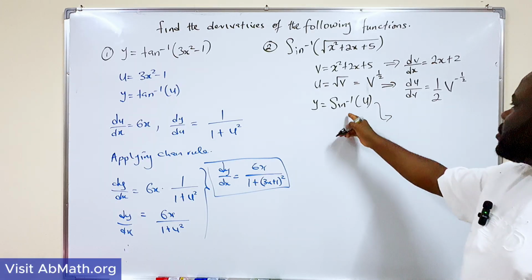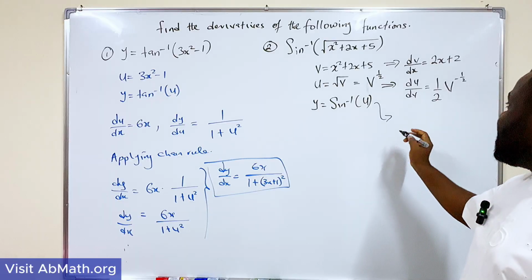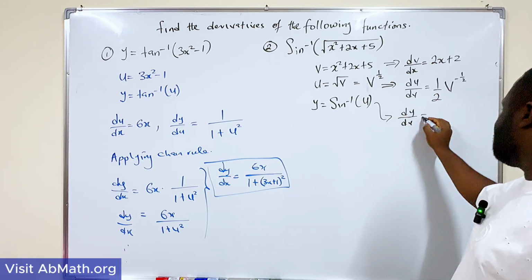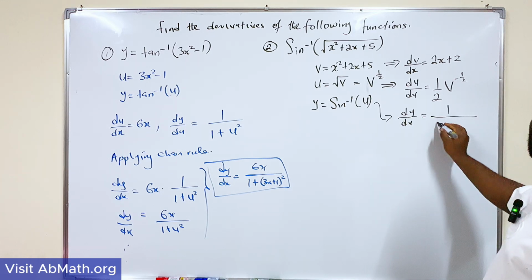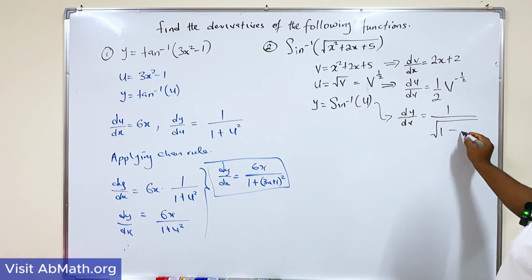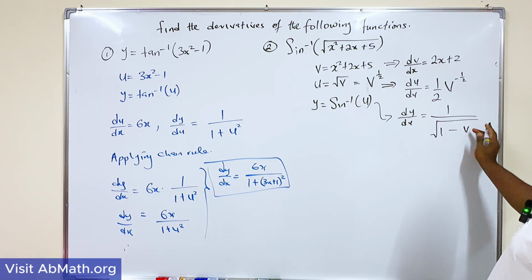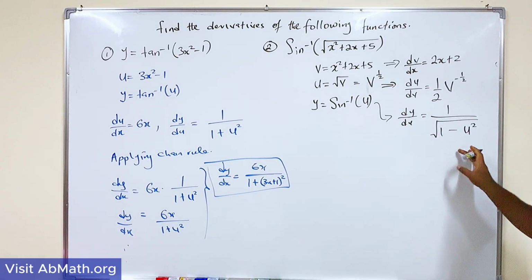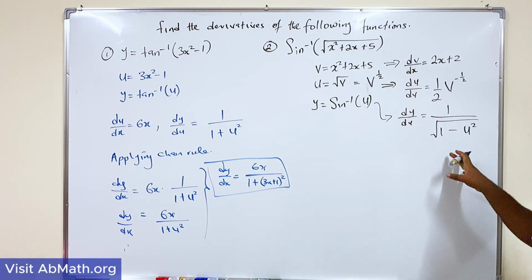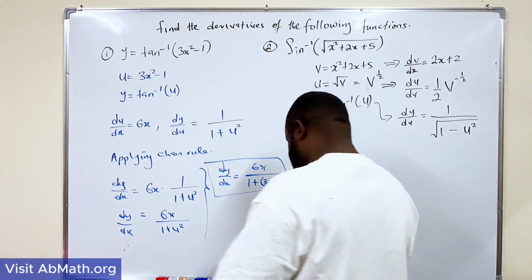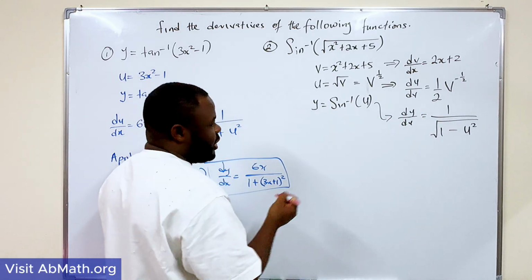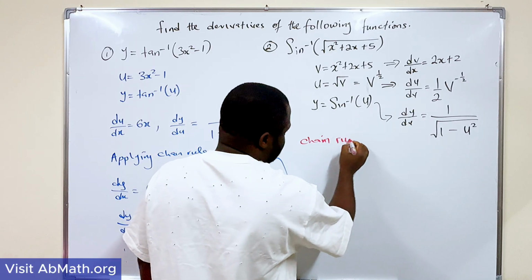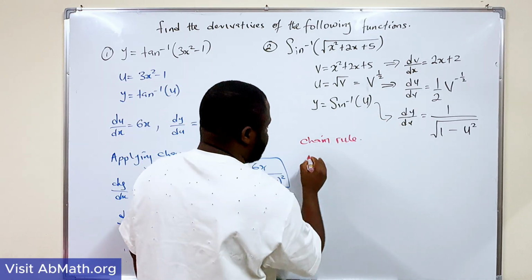So let's talk about sine inverse. So sine inverse, dy/du, will give you 1 over square root of 1 minus u squared. So 1 minus u squared. So what are we going to do? We are now going to apply the chain rule. So applying chain rule, we now multiply everything.